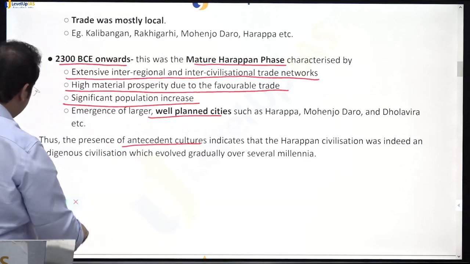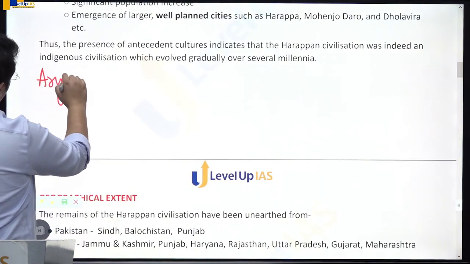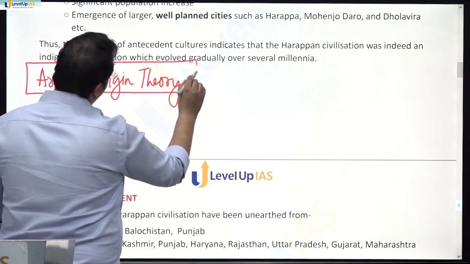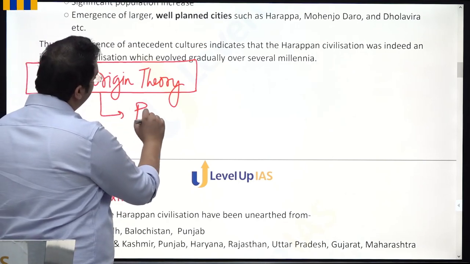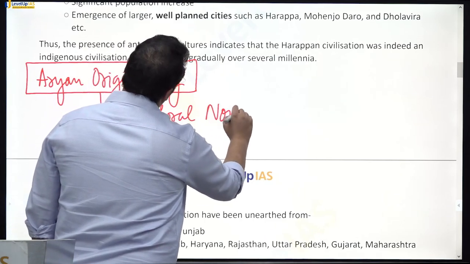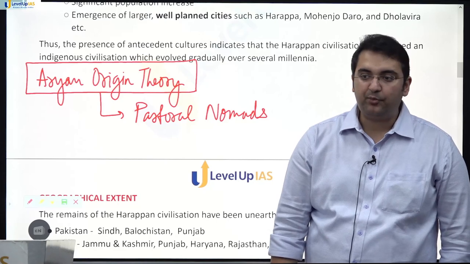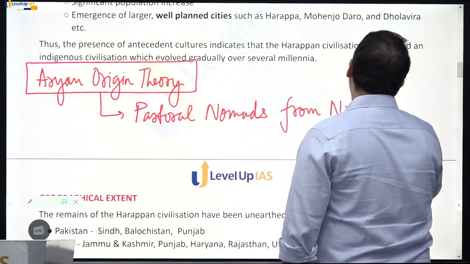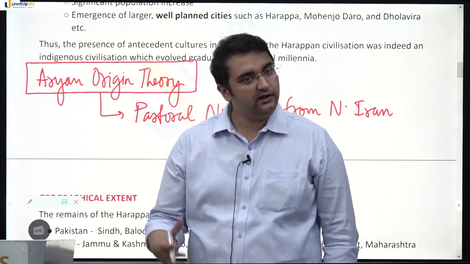Now what about the Aryan origin theory? First of all, you should know what it states. Kya bolta hai ye? That the Harappan civilization was the work of the Vedic Aryans. So who were these people? These were the pastoral nomads whose original homeland was the Central Asian steppe of northern Iran. Theek hai? Which mountain range dominates this region, northern Iran mein? Caucasus, right? So from the Caucasus region.